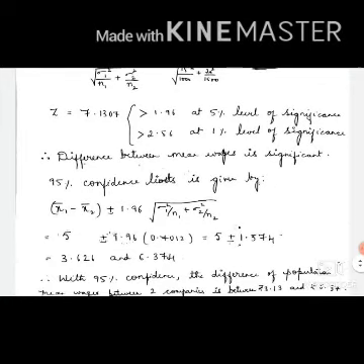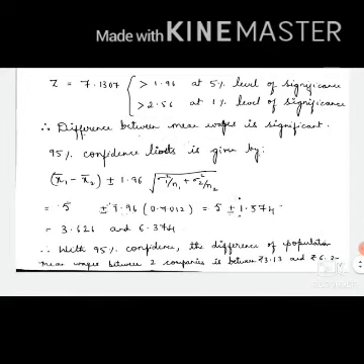The 95% confidence limits are given by x1 bar minus x2 bar plus or minus 1.96 into the root of sigma 1 square by n1 plus sigma 2 square by n2. Substituting the values, we get 5 plus or minus 1.374. When we add, we get the upper limit of the interval. When we subtract this value, we get the lower limit of the interval.